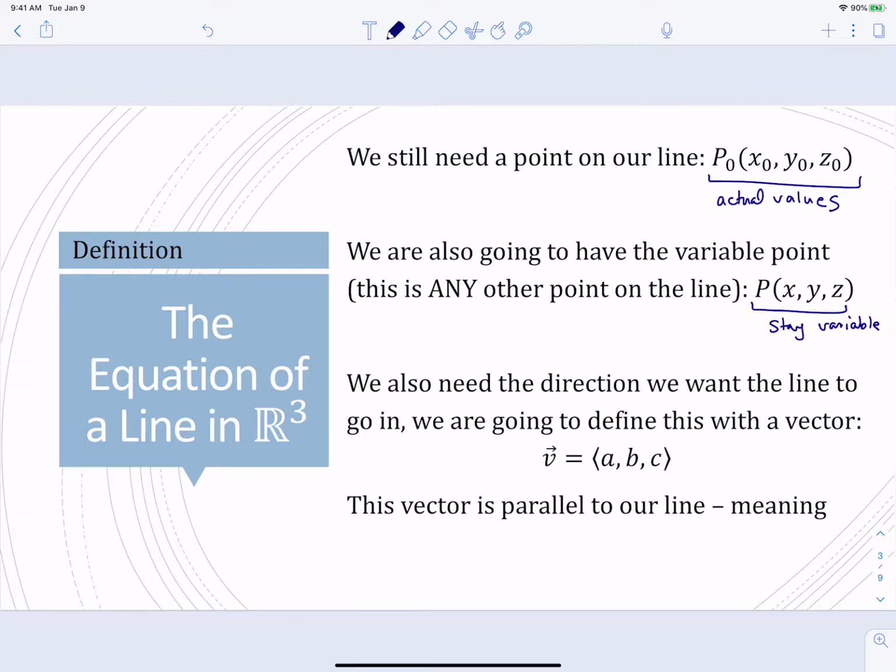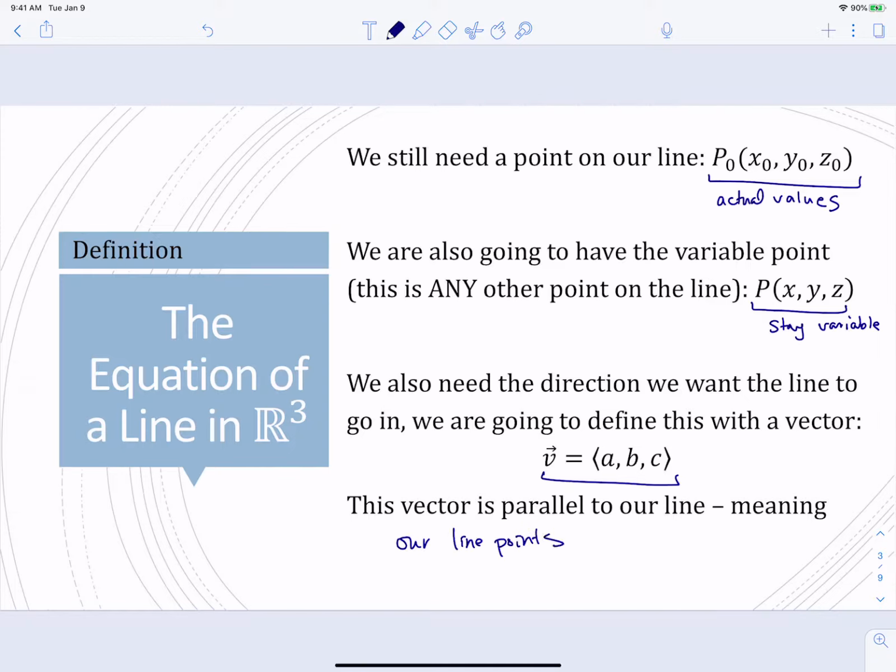Then we also need our direction that we want our line to go in. So what we're going to do is define some vector v, and again, this is a position vector, but it's going to be parallel to our line. So what it's saying is that our line points in the same direction as v. It's telling us what way to go. Sorry that my handwriting is getting a little bad there. But it's telling us where we're going to go.